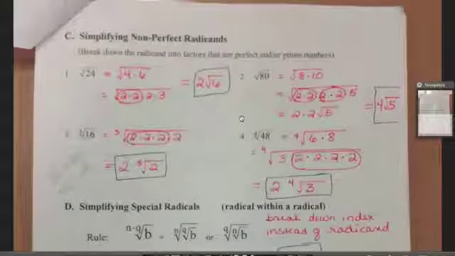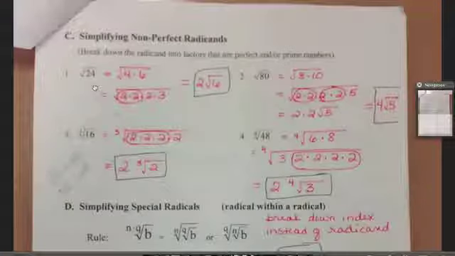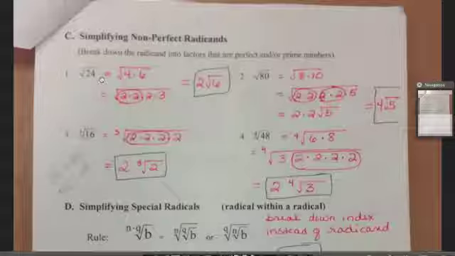Okay. Non-perfect radicands. Over here, 24. Well, 24 is not a perfect square or perfect cube, so what I do is I break it down into 2 factors. We're breaking it down to its most common factors: 4 and 6, and then I can break 4 down into 2 and 2, and 6 becomes 2 and 3.